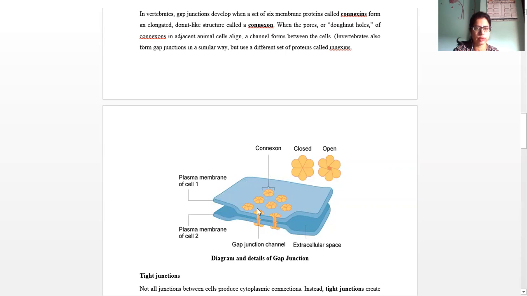They will create a donut-like structure which is known as a connexon, and when it is closed it will look like that, and if it is open, a central pore will be opened in between this structure. And this one is a transfer section. You can understand more about this channel, this gap junction, how it works and how it looks like.